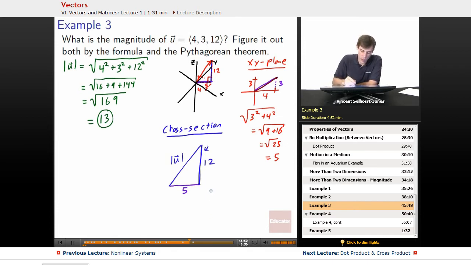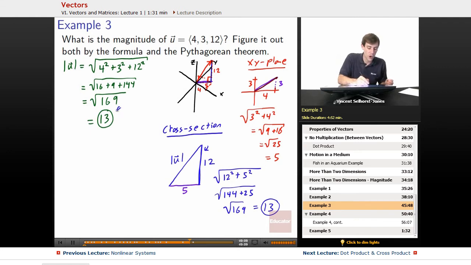We use the Pythagorean theorem here. So once again, the value of our hypotenuse is going to be the square root of 12 squared plus 5 squared. So square root of 144 plus 25, add those together, we get 169, which equals 13. Hey, that's the exact same thing that we saw over here when we used that formula. Cool, it works out both ways.